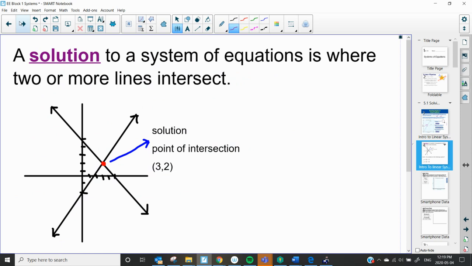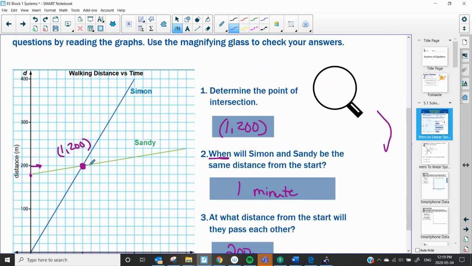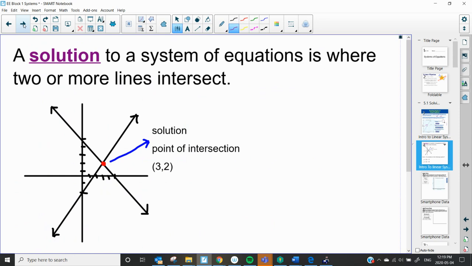All right, so now let's take a look at this in terms of systems of equations. So what is a solution to the system of equations? Well, if we look back at this question here, our solution, or the point where the two people intersected, was our solution. So 1, 200 was the solution to the problem. When are these two people going to meet? And so when we're looking at a system of equations, this is just having a graph and looking at where the 2 lines intersect. And where those 2 lines intersect is our solution.